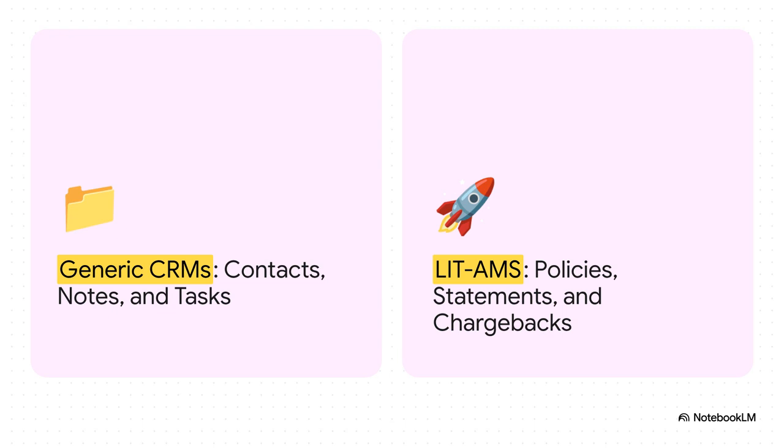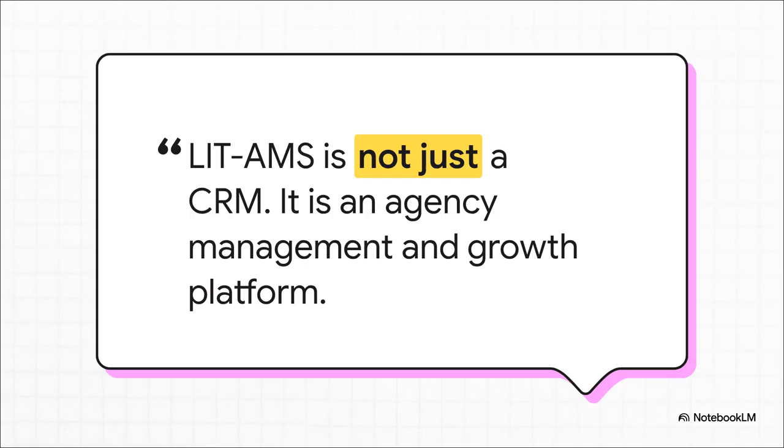Think about the tools most businesses use. Generic CRMs are great at front office tasks. They handle your basic contacts, your notes, your tasks. But life insurance? It's a completely different beast. Once a sale is actually made, you've got this massive back office reality to deal with. LIT-AMS handles the complex realities of the insurance model. We're talking policy numbers, carrier statements, chargebacks, and even complex joint agent enterprise structures. It's the whole shebang.